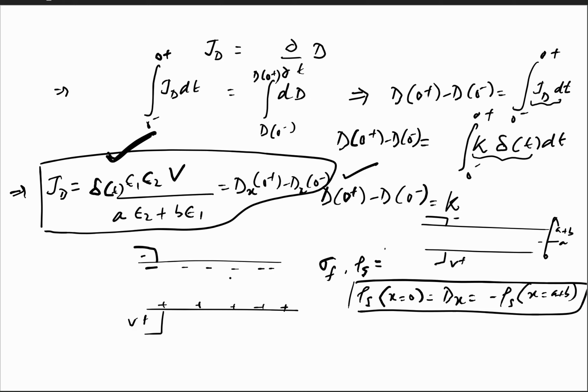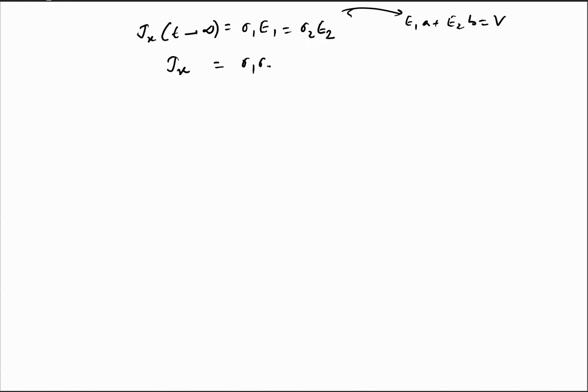Now let us see what happens once this step voltage is there for a very long duration. So, based on our experience of lecture number 48, we expect that when this step voltage is there for a long duration, then there must be a uniform current density through the dielectrics, both the dielectrics. So, the current density when t tends to infinity is simply given by sigma 1 E1 is equal to sigma 2 E2, and again, as we solved in our previous lecture number 48, E1 A plus E2 B is equal to V, and using this, we can find this conduction current density as equal to sigma 1 sigma 2 V over (sigma 2 A plus sigma 1 B).